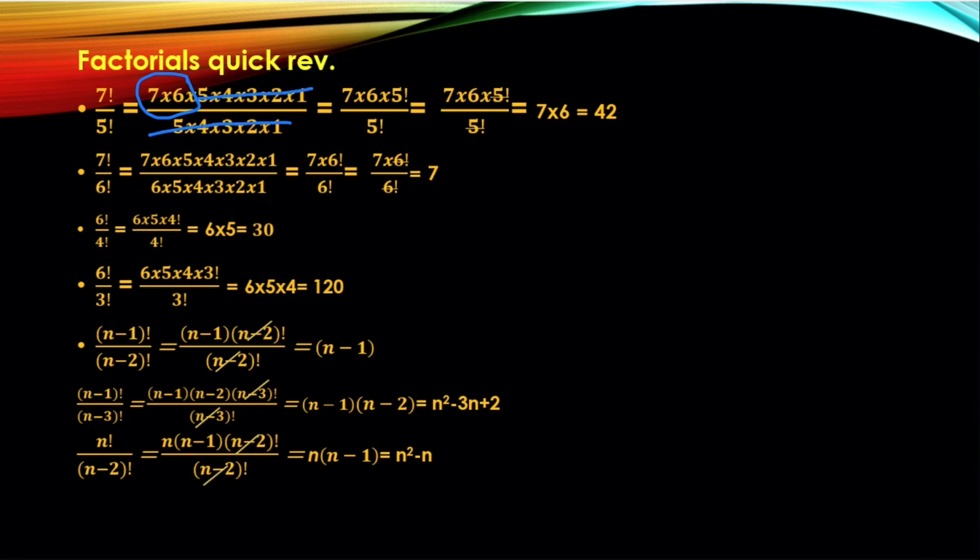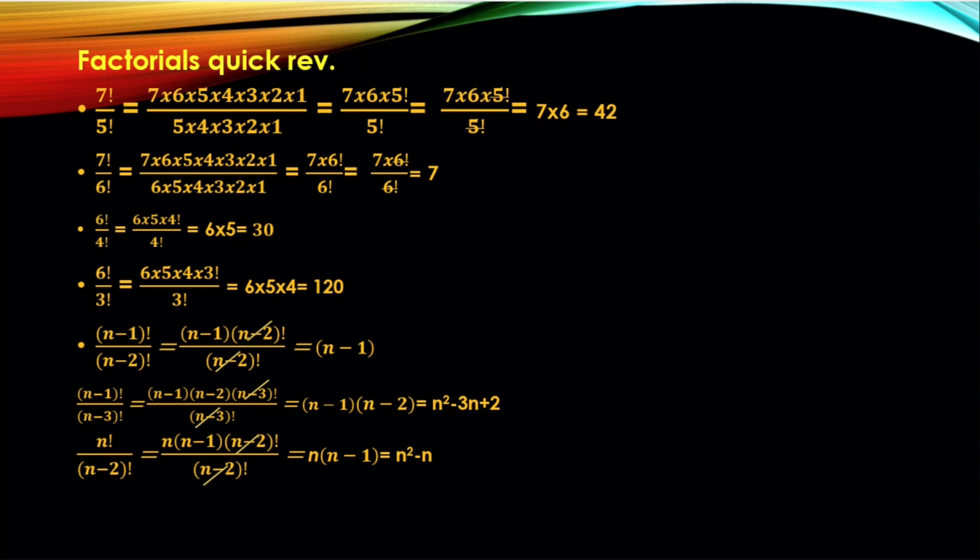Okay? Before doing this, we can make it in a simpler way. Instead of canceling each term, we can say this part is 5 factorial, and we can write 7 times 6 times 5 factorial, because 5 factorial is not 5; it is 5 times 4 times 3 times 2 times 1. So 5 factorial cancels with 5 factorial, and we end up with 7 times 6 equals 42. Okay? I hope it's clear.